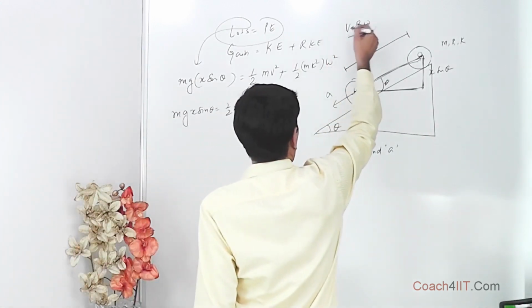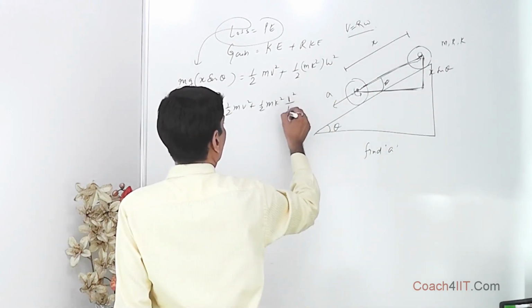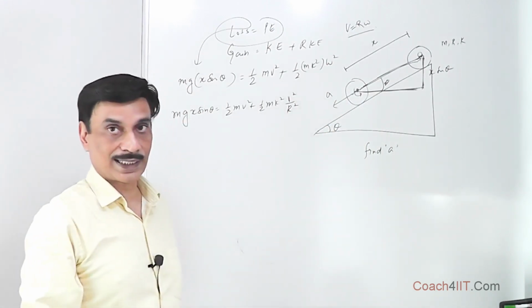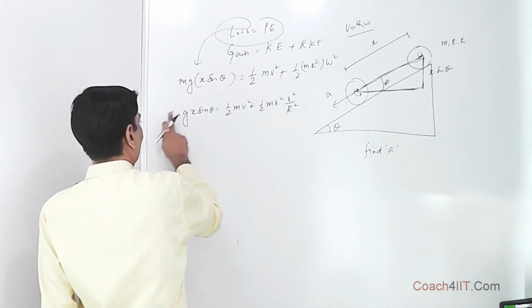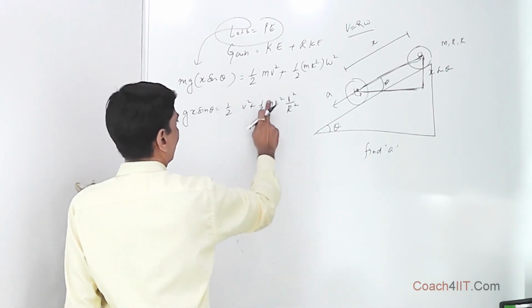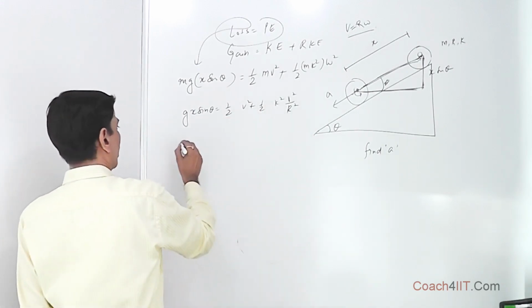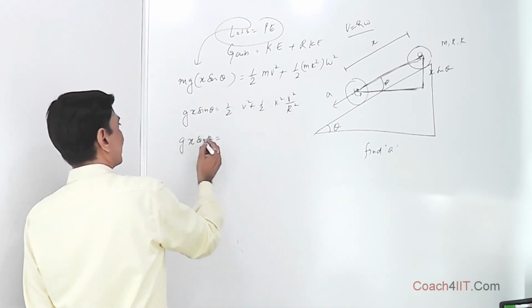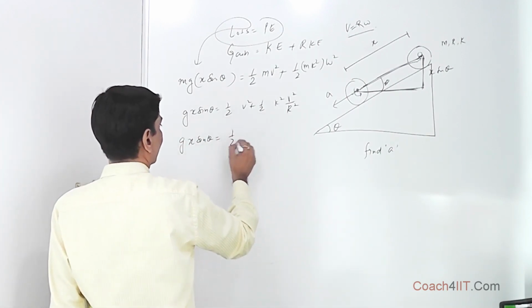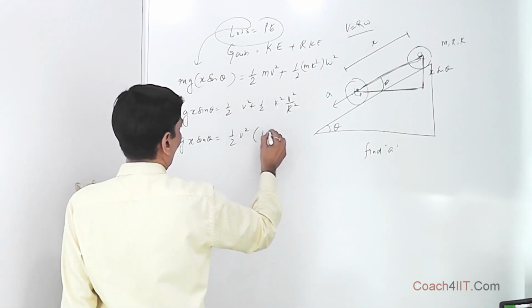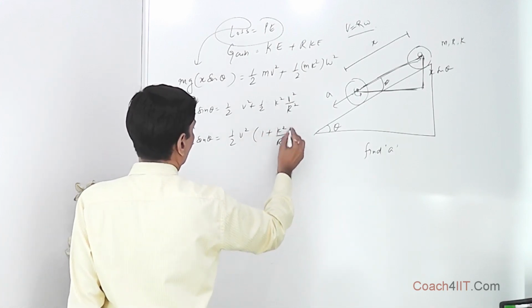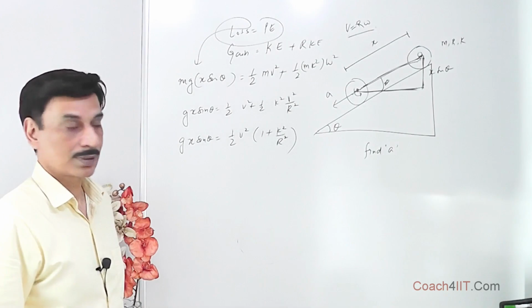omega, since v equals R omega, omega is equal to v by R, so v square upon R square. Now m and m cancel, so g x sin theta is equal to half v square, taking it as common, times 1 plus k square upon R square.